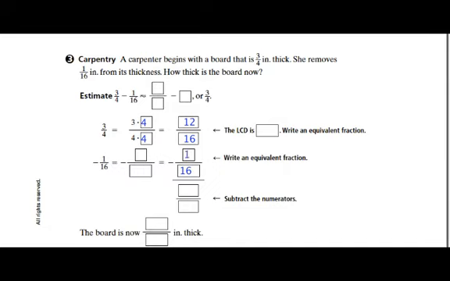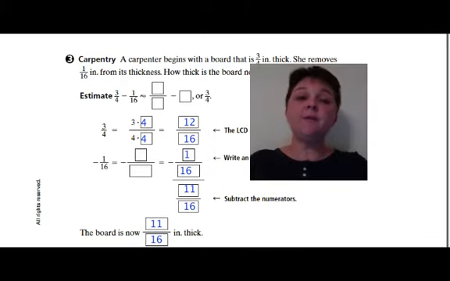minus 1/16. 12/16 minus 1/16 is 11/16. Again, we lucked out because that's simplified and can't be reduced. So the board is now 11/16 inches thick. I want to remind you, if you need to pause the video, do so you can finish the problem. Don't forget, you have to have a question written down that we can discuss tomorrow in class.